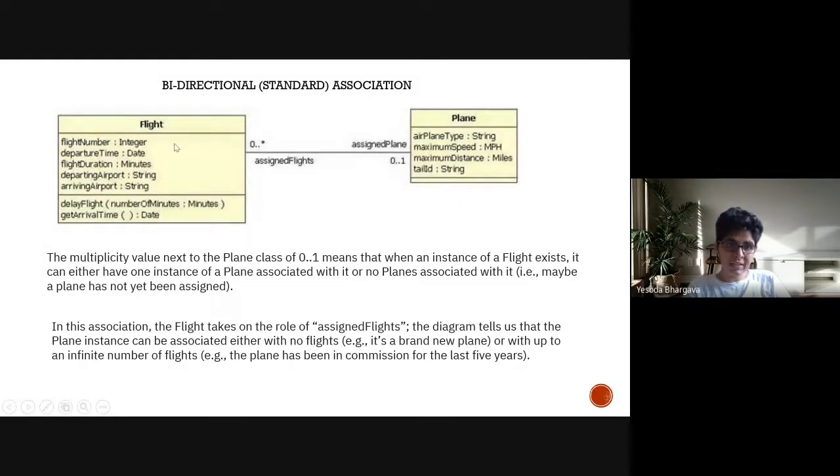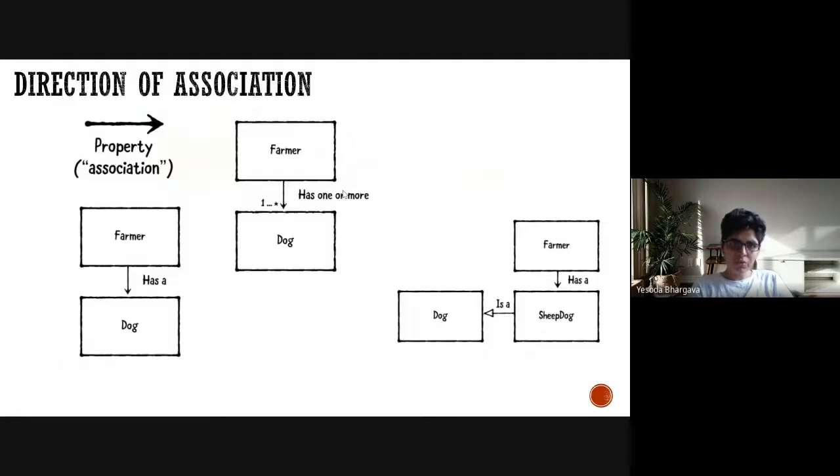So the flight is adopting the role of assigned flights, and the plane is adopting the role of assigned plane. So this is normally a standard association. And when it's a two-directional association, you will show multiplicities on the ends. When it comes to a unidirectional relationship, which is a directional relationship, it normally shows the property.